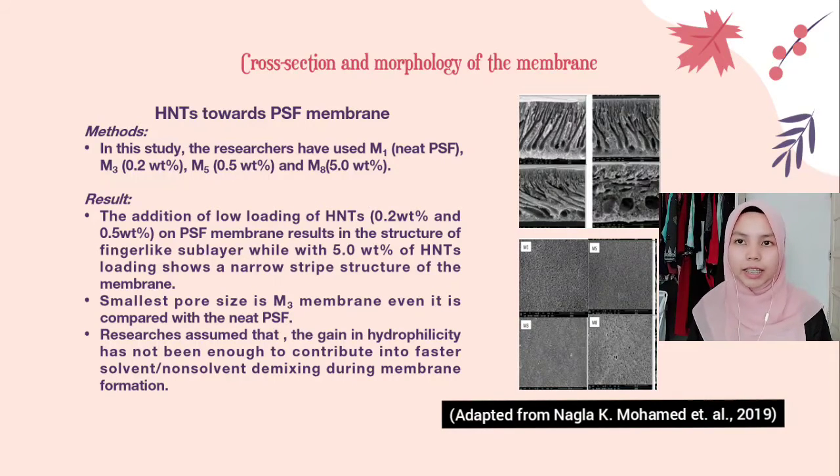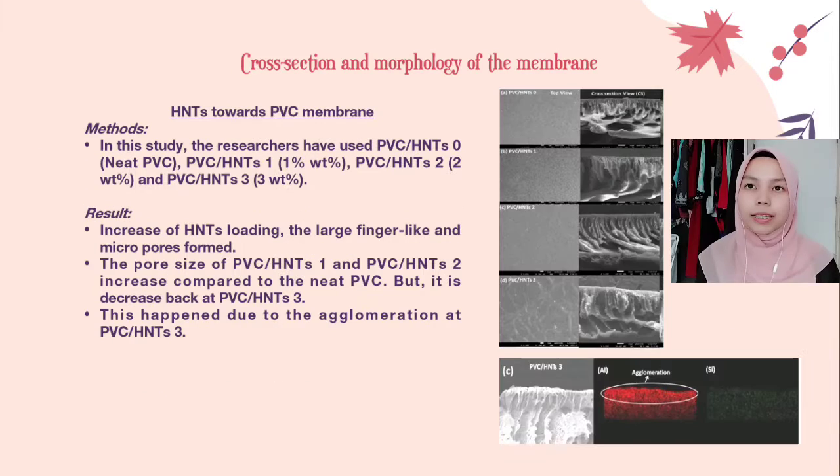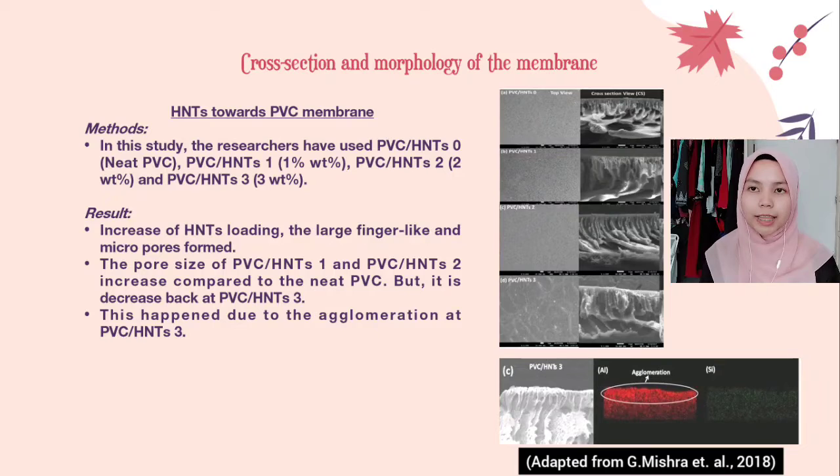But in the M3 membrane, it doesn't suit with the report. So the researchers assume that the gain in hydrophilicity has not been enough to contribute to the rapid solvent-non-solvent demixing process. So that's why the M3 membrane shows the smallest pore size compared with other membranes, even compared with the neat PSF. So next, the study of addition of HNTs towards the PVC membrane.